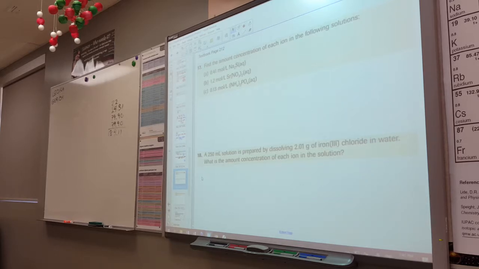Where did your liters go? Oh, what you did is you put moles per liter. Moles per liter per liter. Remember, with moles per liter, the liters are going to go down. So you have moles per liter. You still need to cancel out liters with your volume. Oh, okay. So now liters. Okay, thank you.